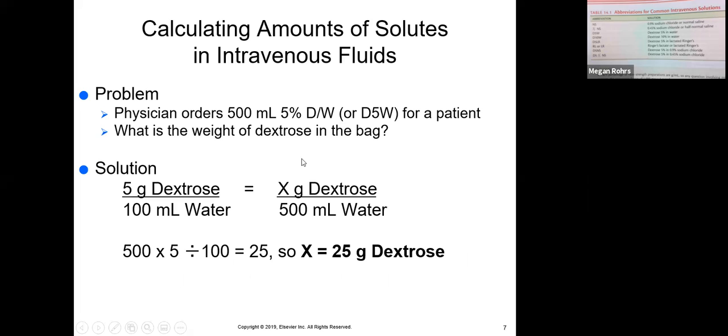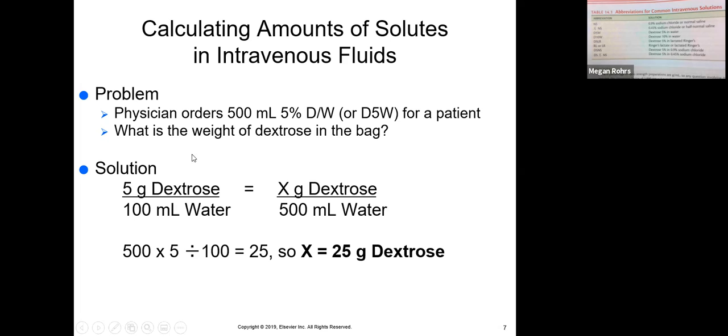So this first example here, a physician orders 500 mils of a 5% dextrose in water solution, or D5W, for a patient. What is the weight of dextrose in the bag? Okay, so let's start our calculation here. We see a percentage strength. We see 5%. Anytime we see that, we can write that as 5 over 100. We know that this is an IV solution, so it's going to be a weight per volume. So we have 5 grams of dextrose in every 100 mils of water.